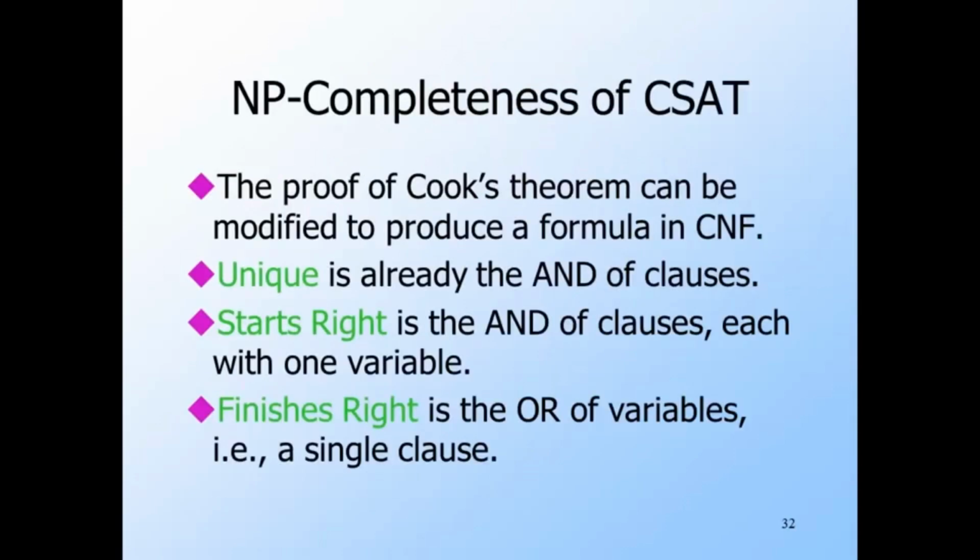Okay, we're not going to reduce SAT to CSAT. Rather, we'll examine Cook's proof and see where it needed to be fixed up to make the output expression be in conjunctive normal form. That way, we will have a direct reduction of every problem in NP to CSAT. Okay. Everything but moves right is already in CNF. You can review the constructions, but when you do, you'll find that unique is the AND of clauses. So is starts right. In fact, each clause has only one literal, which is in fact an unnegated variable. And finishes right is the OR of unnegated variables and therefore is a single clause.